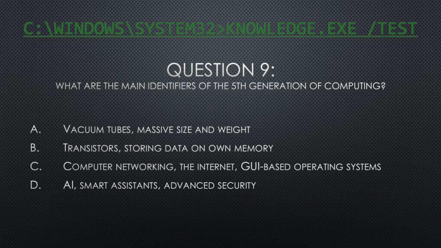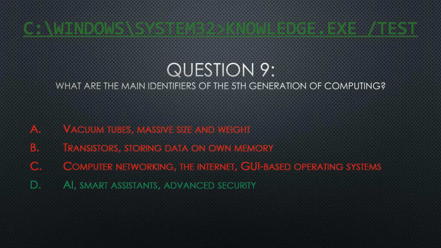Question number 9. What are the main identifiers of the fifth generation of computing? A. Vacuum tubes, massive size and weight. B. Transistors storing data on memory. C. Computer networking, the Internet, graphical user interface-based operating systems. And D. Artificial intelligence, smart assistants, and advanced security. The answer is D. Artificial intelligence, smart assistants, advanced security, and other advancements associated with the fourth industrial revolution.